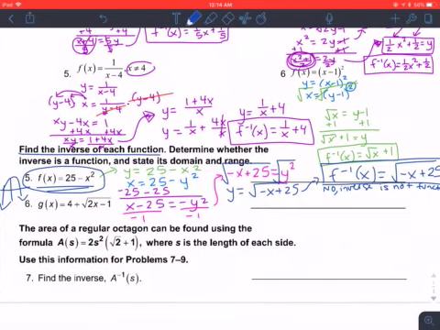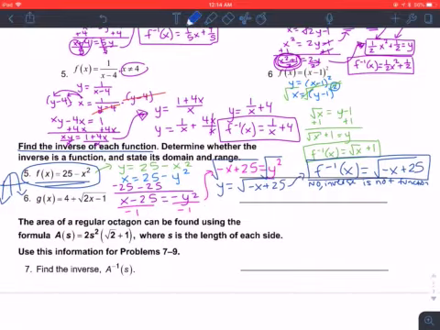And then we were going to state domain and range of the inverse. So our domain of the original is all real numbers, which means our range for the inverse is all real numbers. So from negative infinity to infinity in interval notation. And then our domain of the original, the range of the original is from negative infinity up to 25. So that means our domain is from negative infinity to 25.